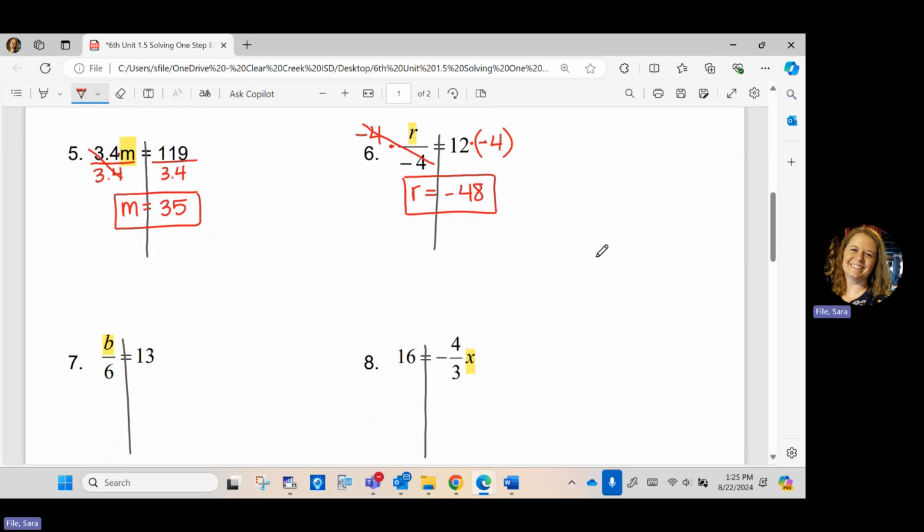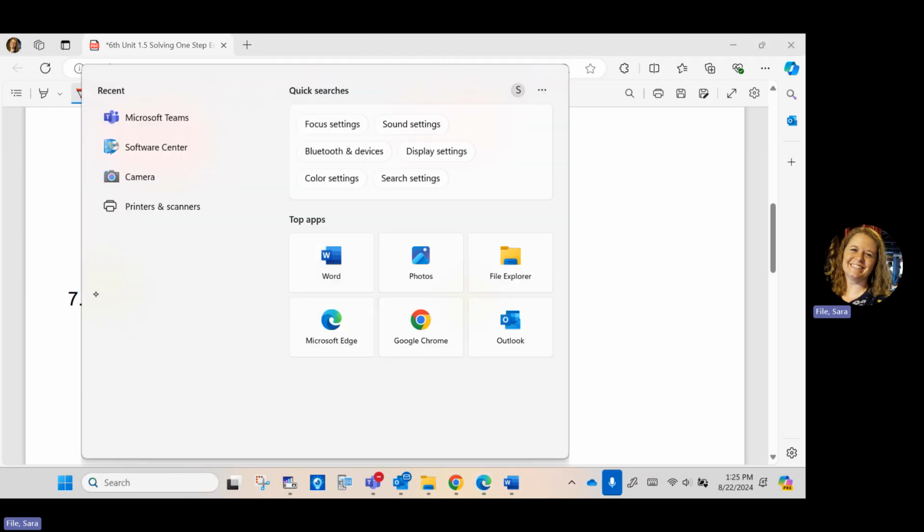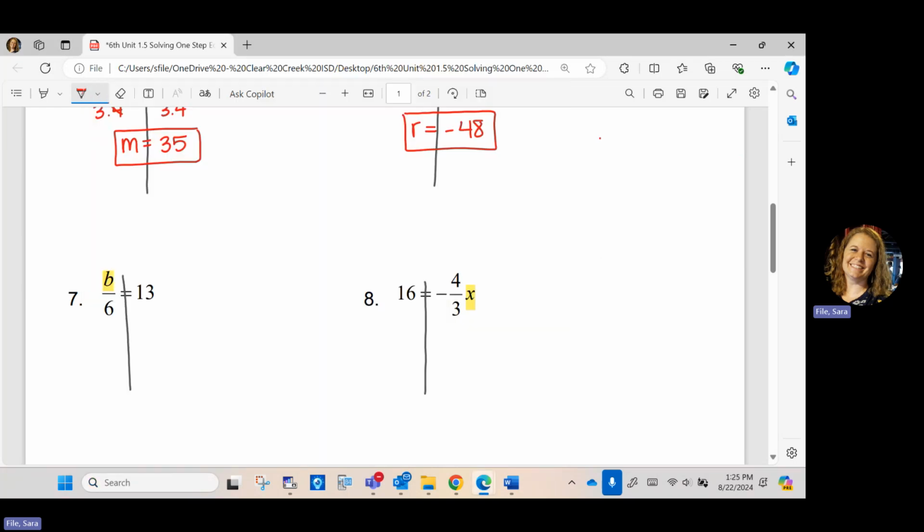All right, last couple. In 7, we're trying to isolate B. So the opposite of dividing by 6 is to multiply by 6. What you do to one side, you do to the other. So B, we can type all that. 13 times 6 can go in your calculator to equal 78.